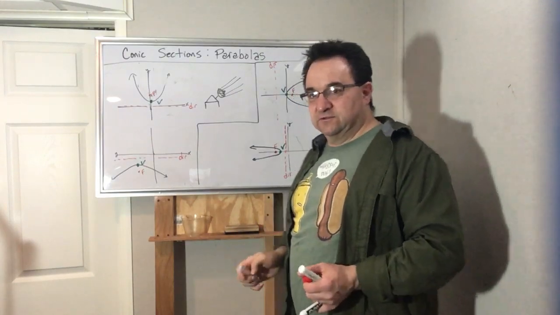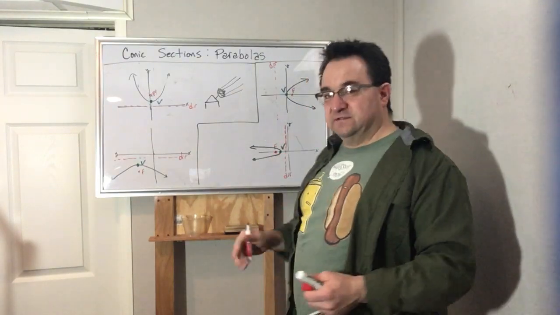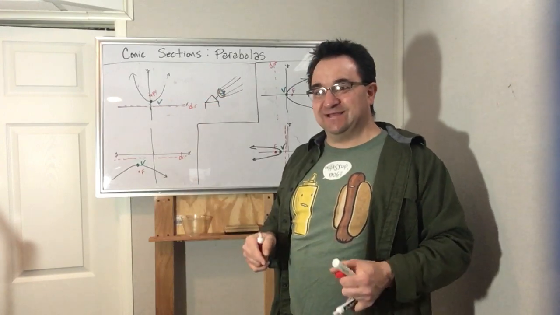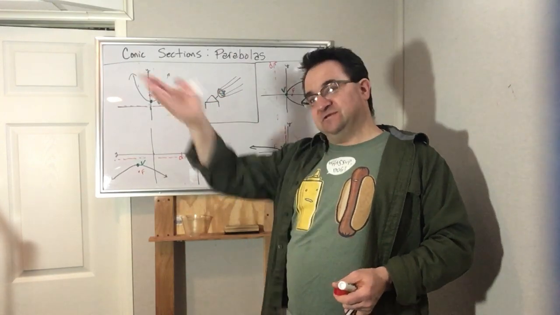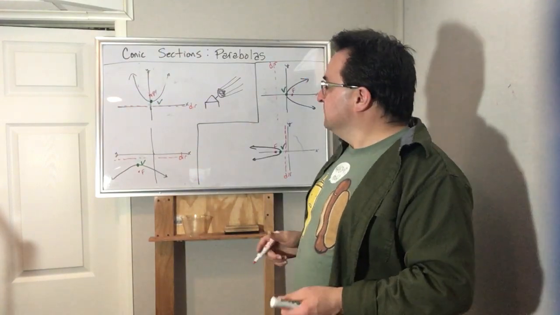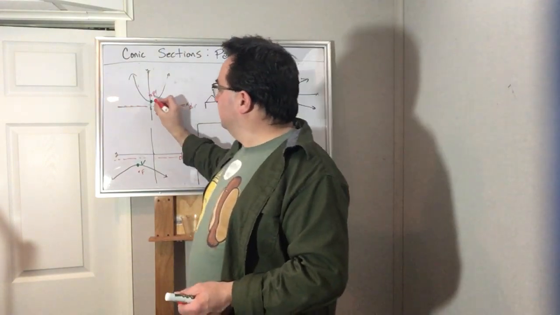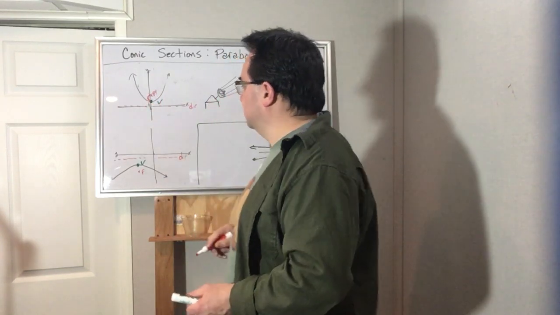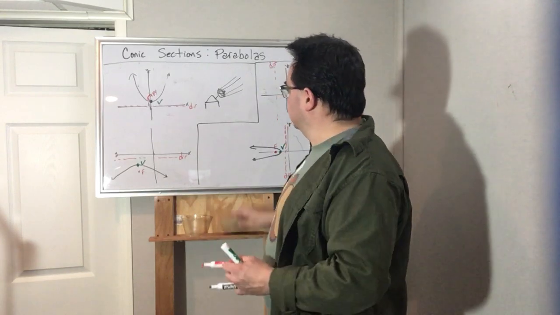So the way I like to describe it is the focus is inside the dish. If the parabola is a dish, the focus is inside the dish, and the directrix is outside the dish. So you kind of see how it's oriented. Now, one of the things we're going to care about is the distance from the vertex to the focus.